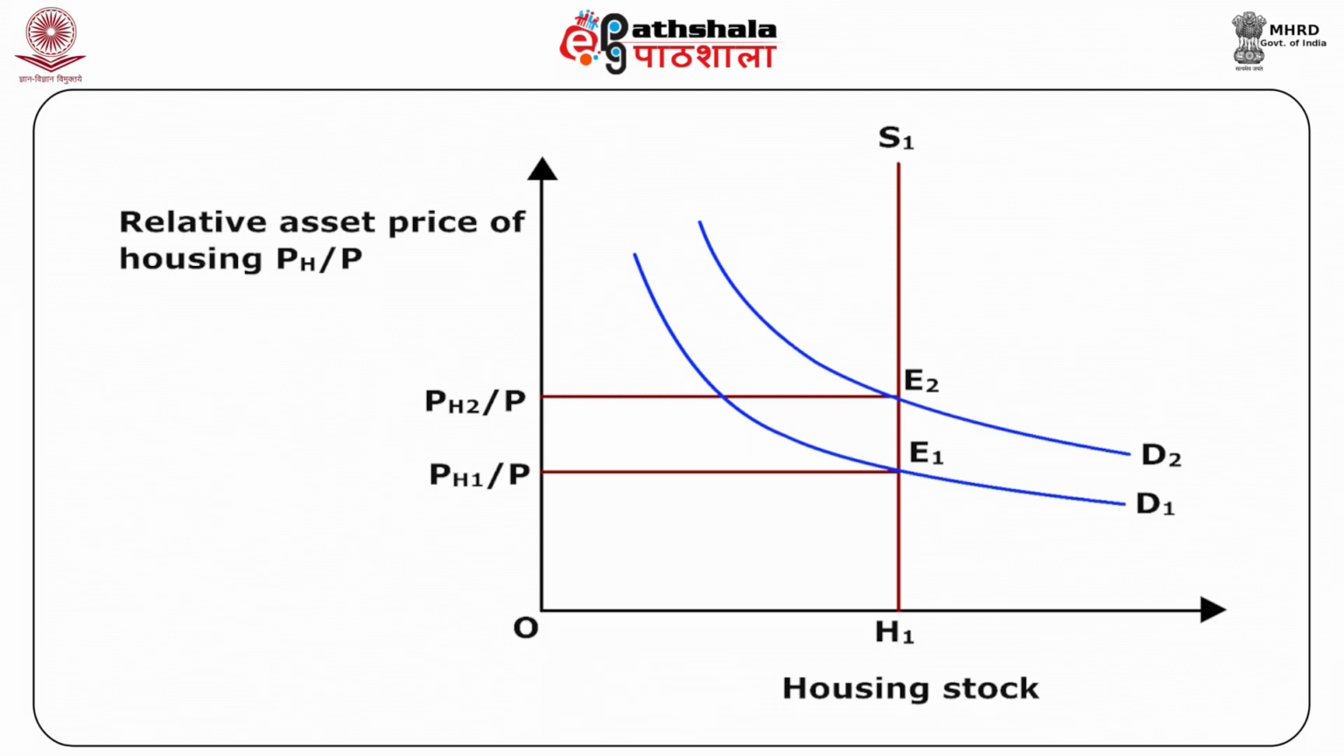In the figure, the x-axis measures the stock of housing and the y-axis measures the relative asset prices of housing. The demand curve D1 is downward sloping because at low prices more units of housing are demanded. At any given point of time, the stock of housing supply is constant and remains unchanged. This is why the supply curve denoted by S1 is shown as perfectly inelastic and vertical. The demand and supply curves intersect at point E1, at which the relative asset price of housing is PH1 by P.